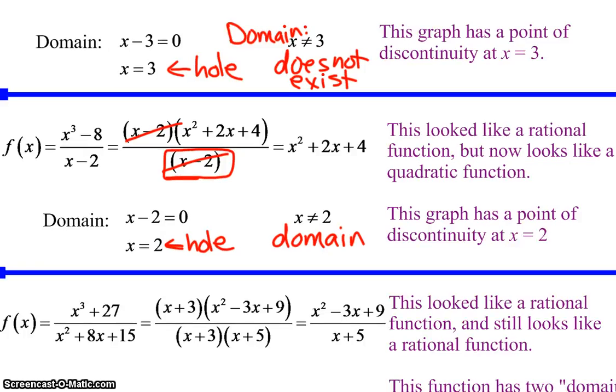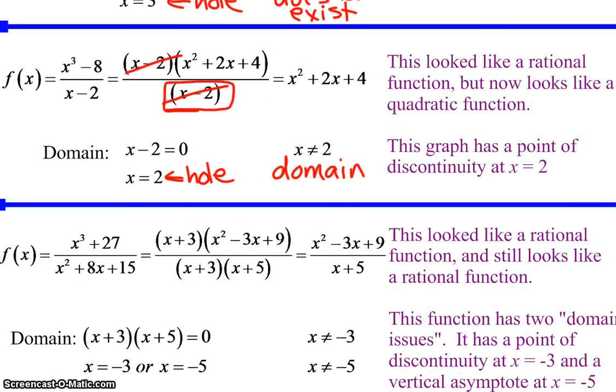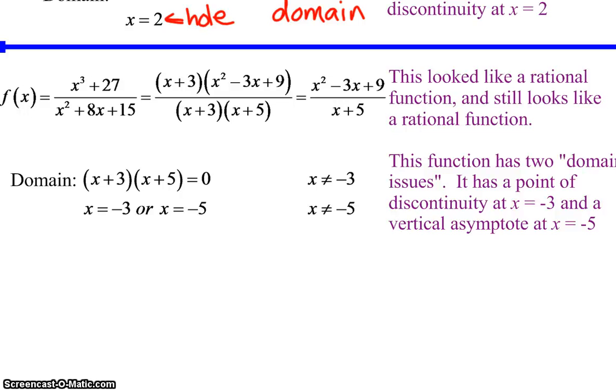My last example on points of discontinuity is x cubed plus 27 over the quantity of x squared plus 8x plus 15. Again, I factored, this time using the pattern for the sum of two cubes. And when I factored it, I got x plus 3 times the quantity of x squared minus 3x plus 9 over x plus 3 times x plus 5.